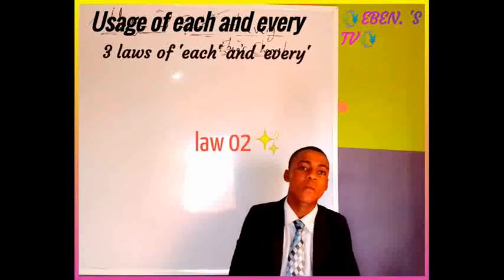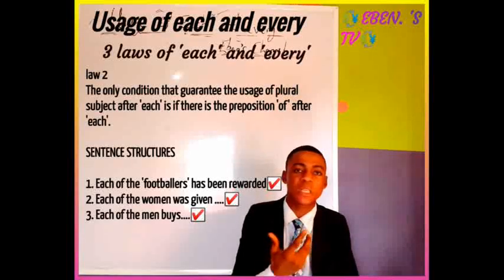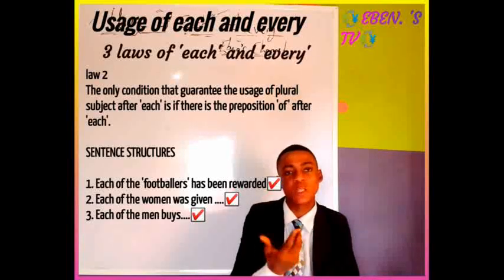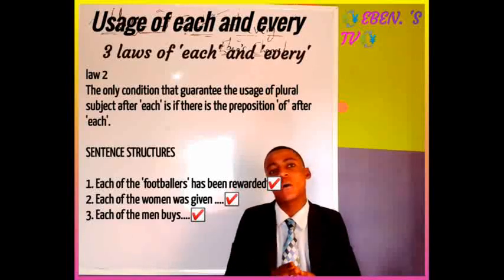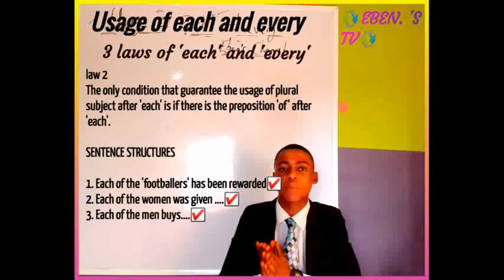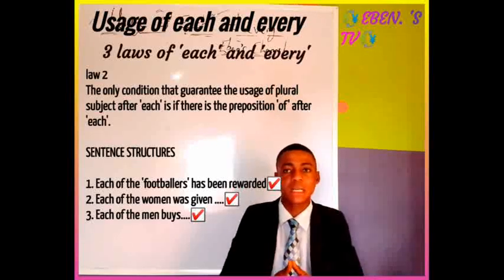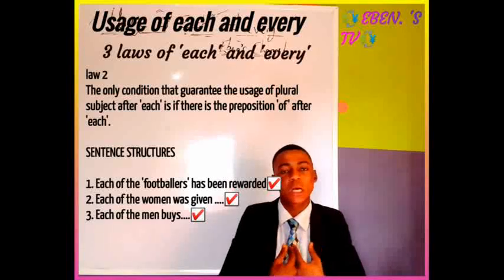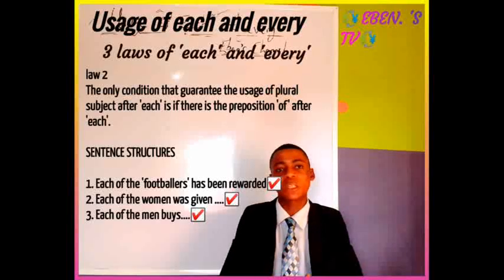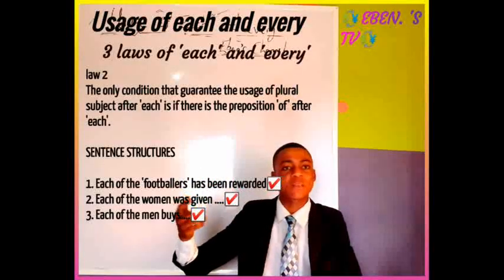Rule 2 now. The only condition in which you can use a plural subject after the word each is when you have a preposition after each. In this case, every is out of it. This law is not applicable to every. It's only applicable to the word each. In the first law, I told you that you can only use a single subject after each or every. But there is an exception that allows the usage of a plural subject after the word each. And that exception is if you have the word of, which is a preposition, after the word each.